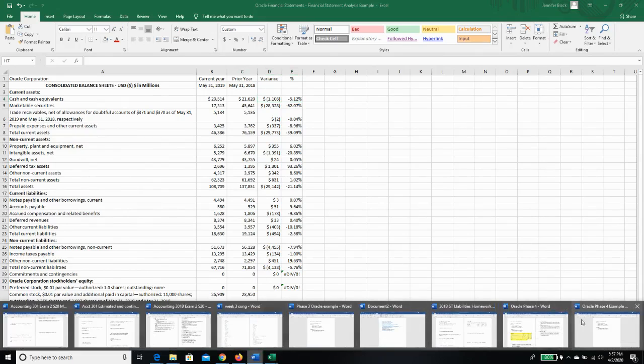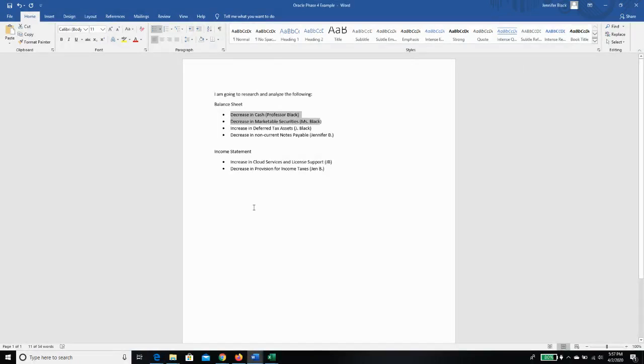So I'm going to start my write-up here: cash and cash equivalents decreased by 1.1 billion or 5%. And you can see I'm doing some rounding, which is totally fine with our analysis. We're not looking for every penny. We're just looking for the big stuff.